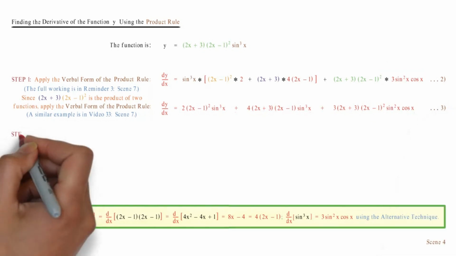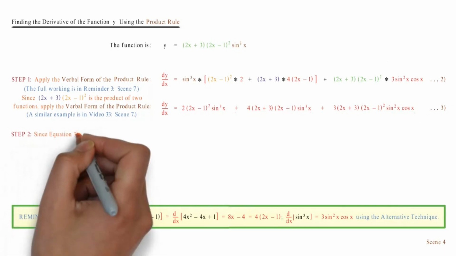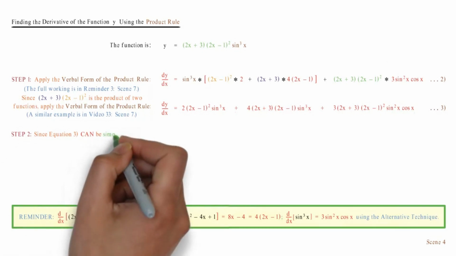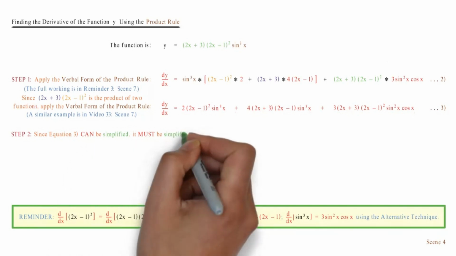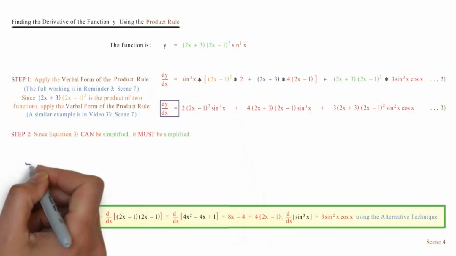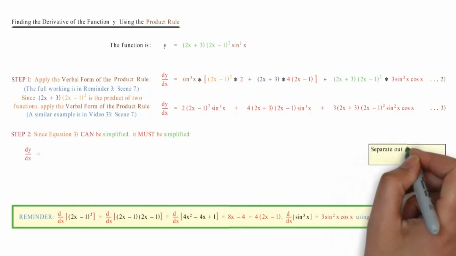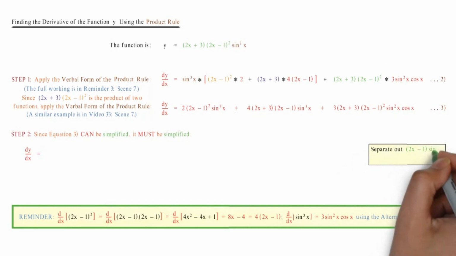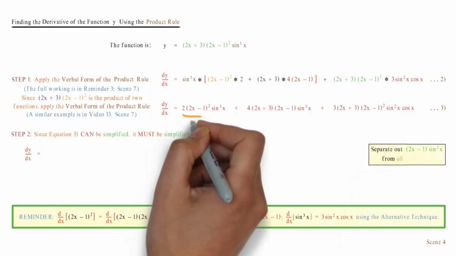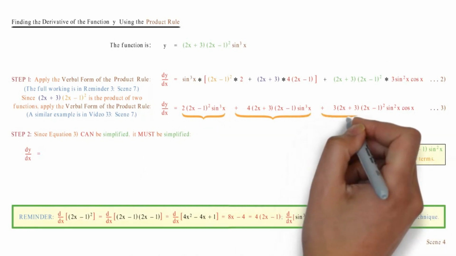Step 2. Since equation 3 can be simplified, it must be simplified. Bring down. Separate out 2x minus 1 sine squared of x from all 3 terms.